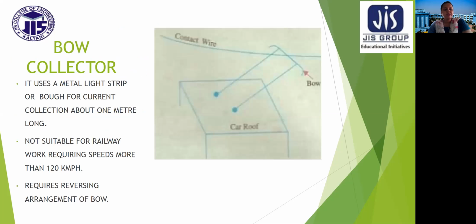Bow collector uses a light metal strip or bow for current collection, about 1 meter long. Not suitable for railway work requiring speeds more than 120 km per hour. Requires reversing arrangement of bow. So bow collector from all points of view is not very suitable.